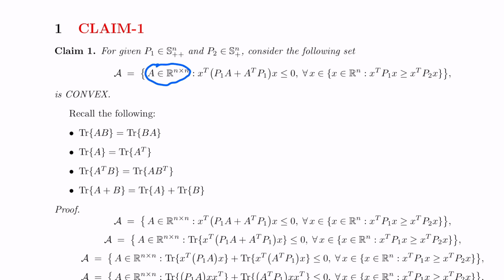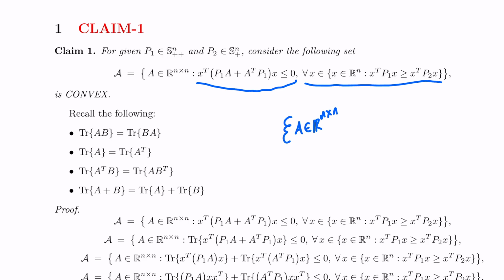So A is an n by n matrix, such that this condition is satisfied, right? This inequality condition is satisfied, where the x terms come from this set. Okay, I understand that. For example, what is the definition of a positive definite matrix?